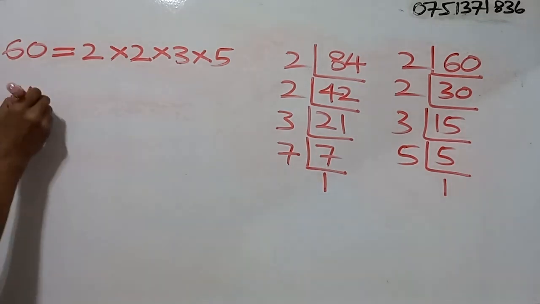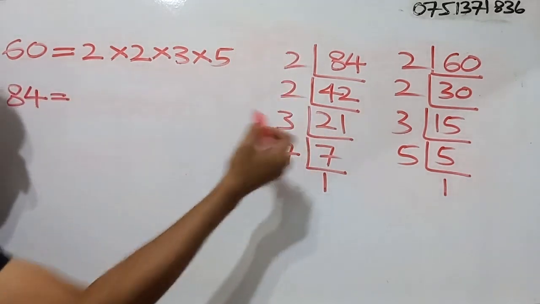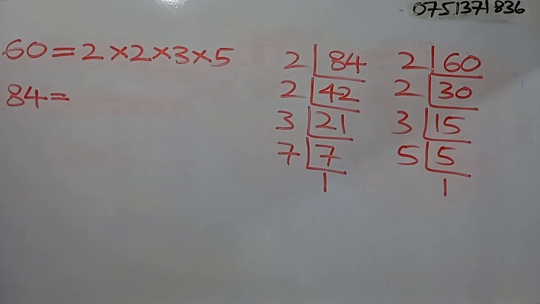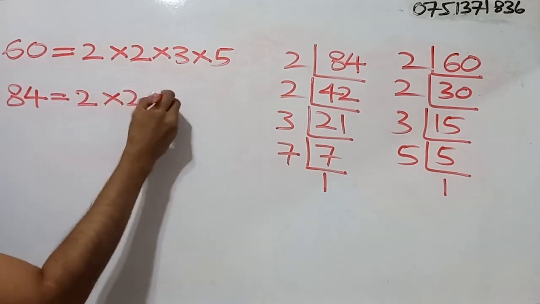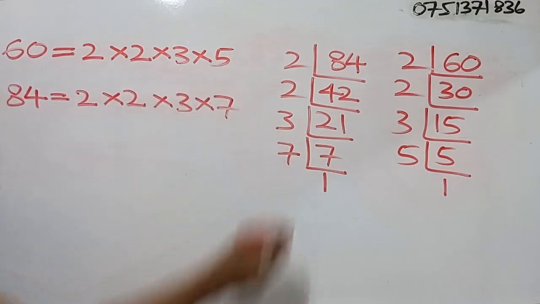So again I will take the number 84 and write down the prime factors as a product. So 84 is equal to what? 2 into 2 into 3 into 7.